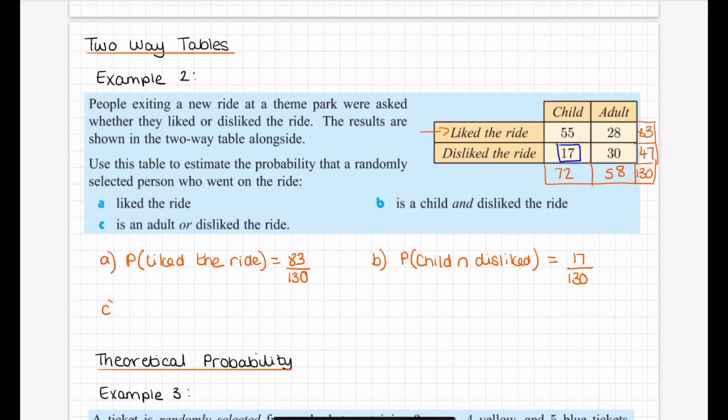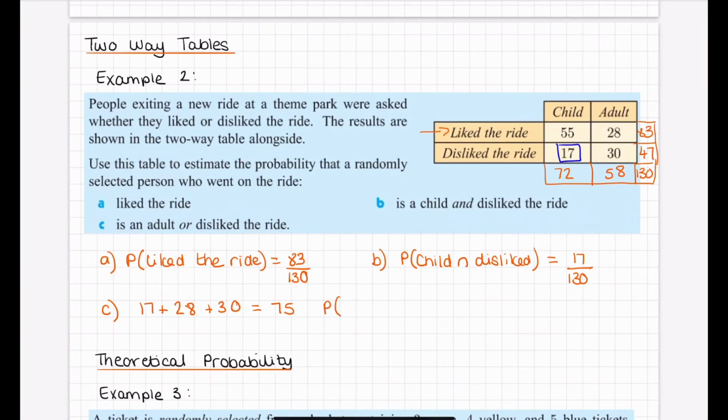Now part C is an adult or disliked the ride. So we need to look at all the adults and all the disliked, and we need to add them together. So it'll be 17 plus 28 plus 30, which is 75. Because it's an or, they don't have to do both. So we need to look at everybody in those rows and columns.